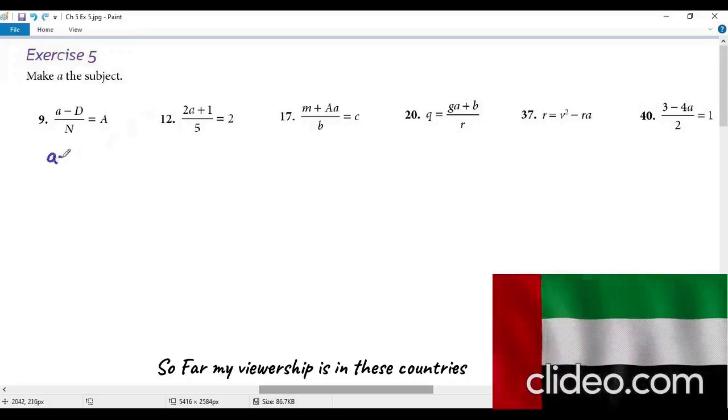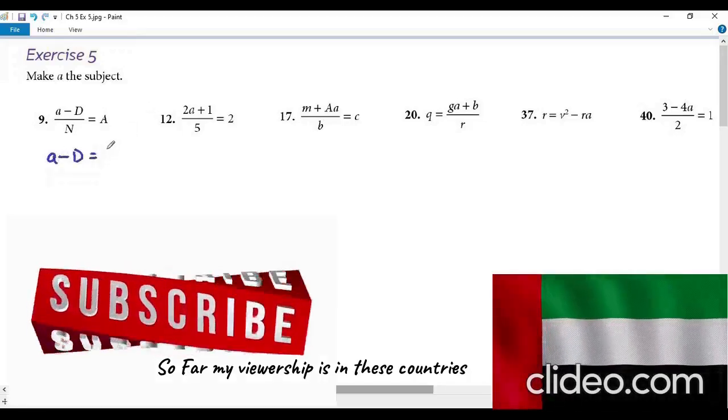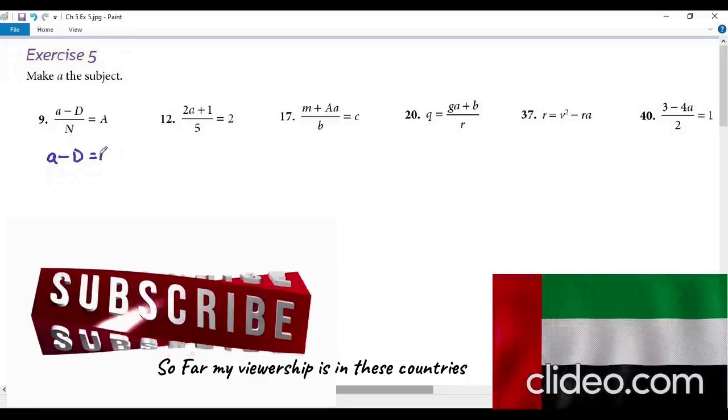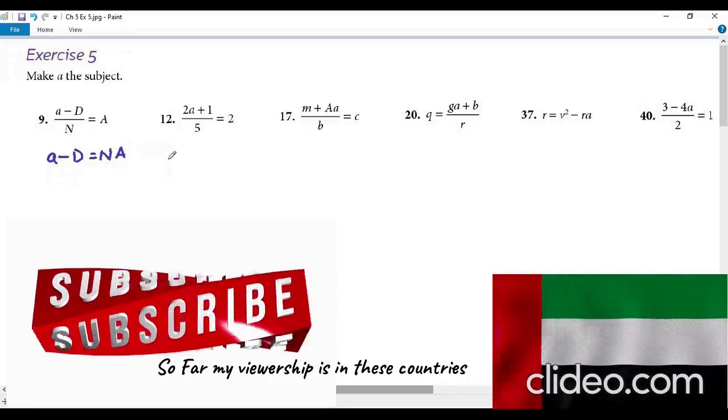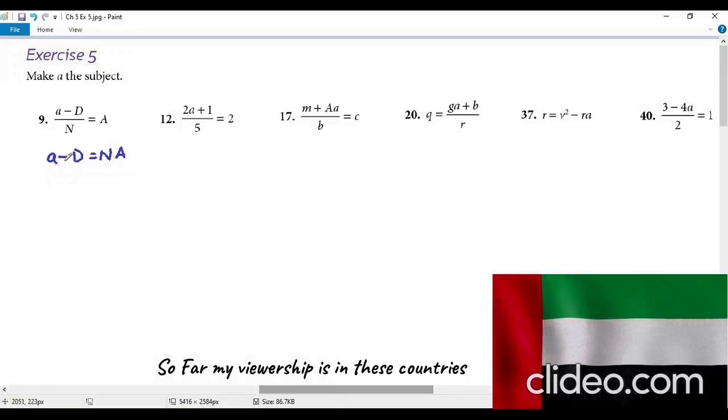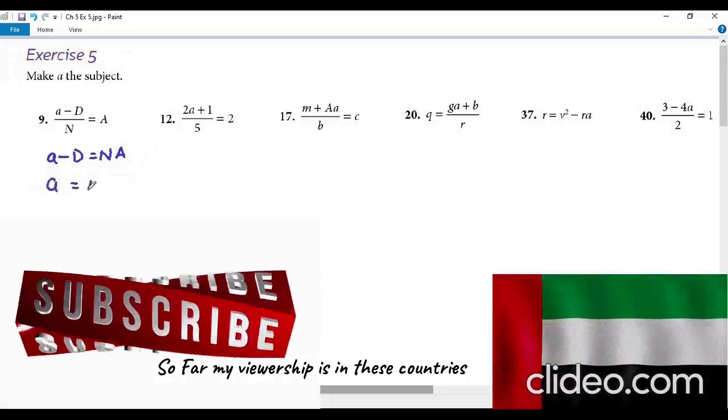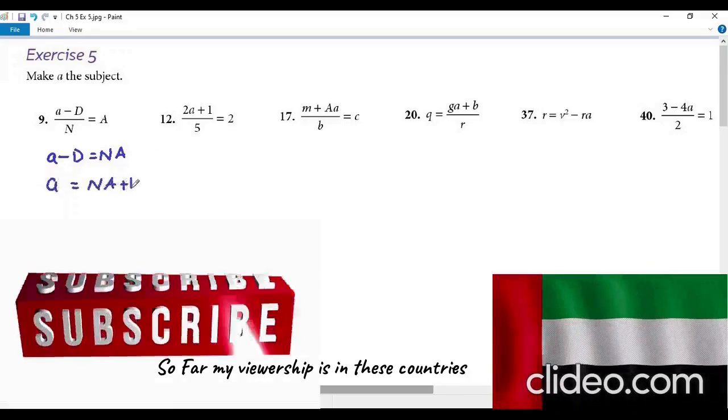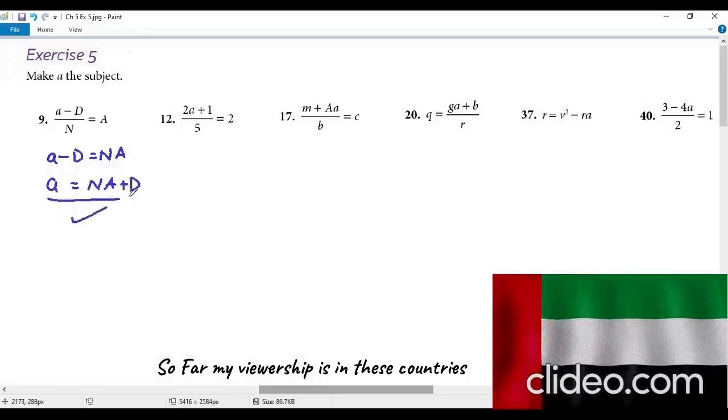Now you will write a minus d equals, n is dividing here, so on the other side it will go and multiply like this. And since d is subtracting here, on the other side it will go and add. So a equals na plus d is going to be your final answer.